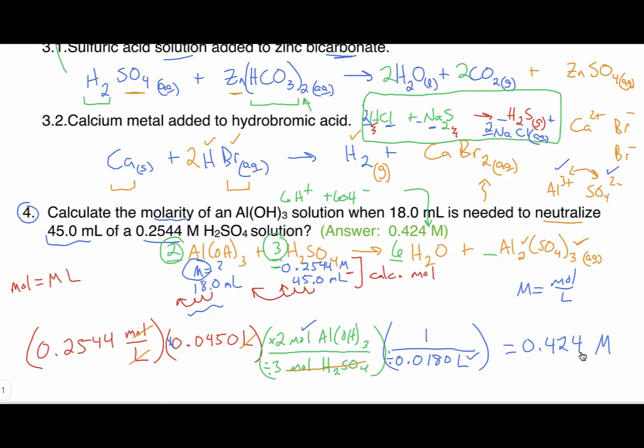Why did I use 3 sig figs here? Well, if I look at all my data, the rule is that the fewest number of sig figs in my problem determines the number of sig figs I'm going to use in my answer. So there's 4 sig figs in the 0.2544, 3 there, and 3 there. So 3 is the lowest number, so I'm keeping 3 sig figs in my final answer.